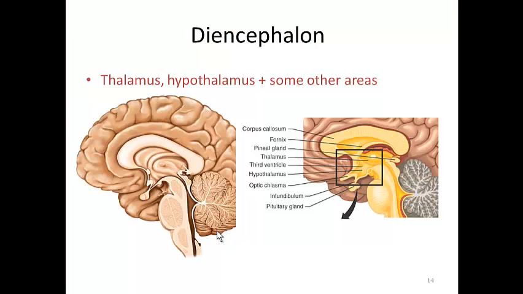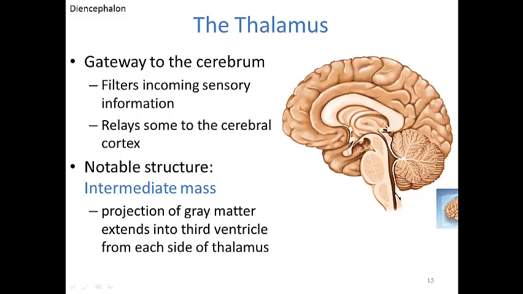Next, I want to talk about the diencephalon. The diencephalon is composed of the thalamus, the hypothalamus, and some other brain areas. So here we see the thalamus and the hypothalamus. And the area in the box is the diencephalon. Well, there's more than that too. Actually, back here would be part of it too. So first, just to mention the thalamus.